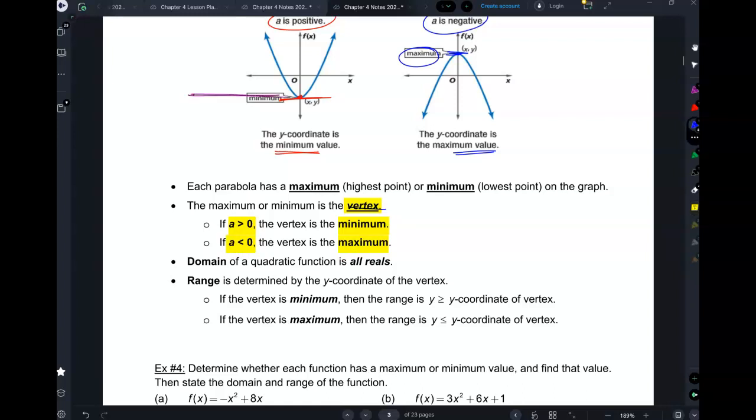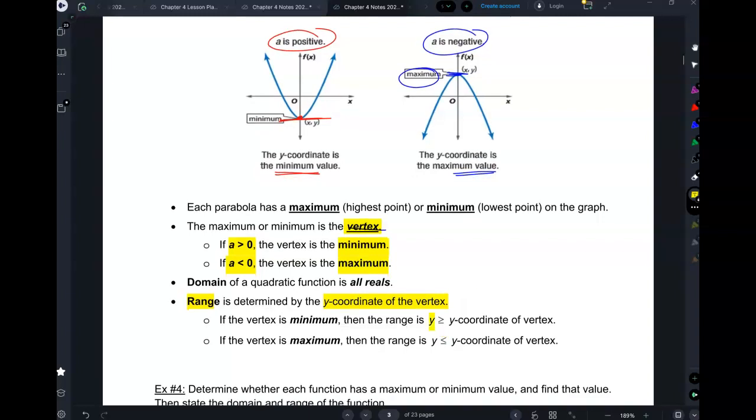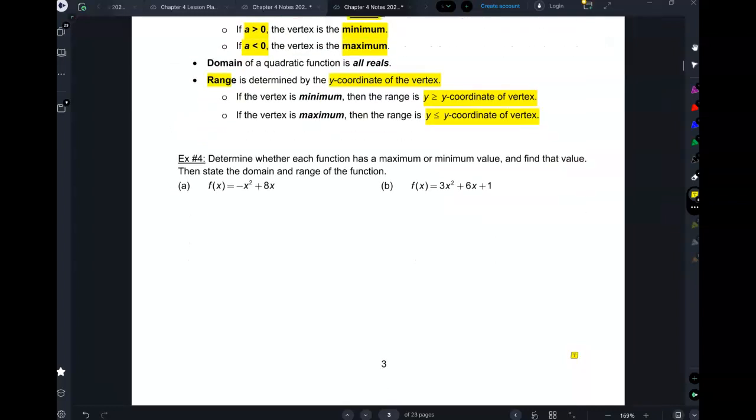Now, what was the domain of all parabolas? All real numbers, right? We don't even have to think about that. When I ask you for domain, is it a parabola? All real numbers. No thinking involved. Okay. The range is going to be determined by the y-coordinate of the vertex. So for the range, you're always going to do either y is greater than or equal to the y-coordinate or y is less than or equal to. Okay? So take a look here.